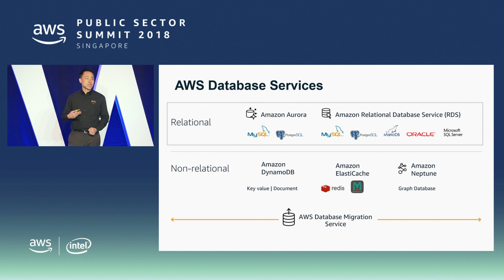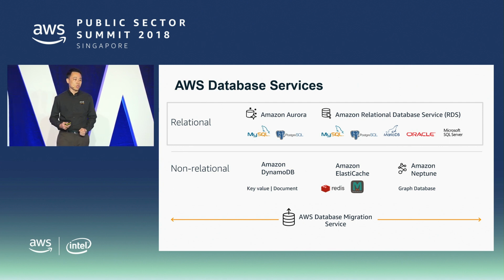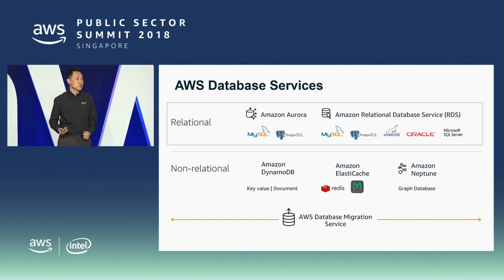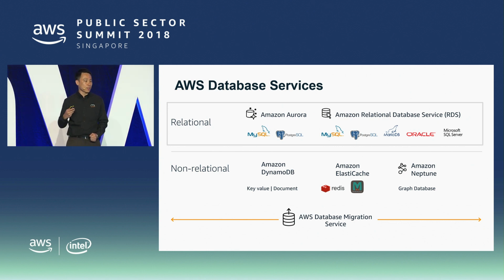So for the database services, to be honest, it's not something new. For Amazon Web Services, we actually provide a lot of different database services to our customer. That will include the relational databases, including Aurora, and also the Relational Database Services. For Relational Database Services, we actually provide different classes of database to the customer. For example, that can be MySQL, Postgres, MariaDB, Oracle, and SQL Server.